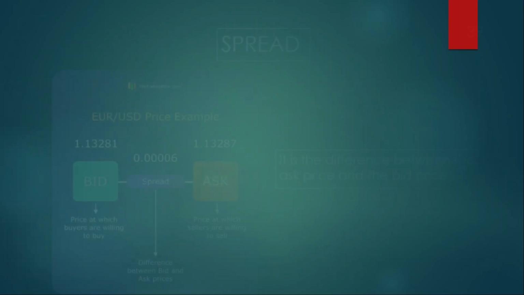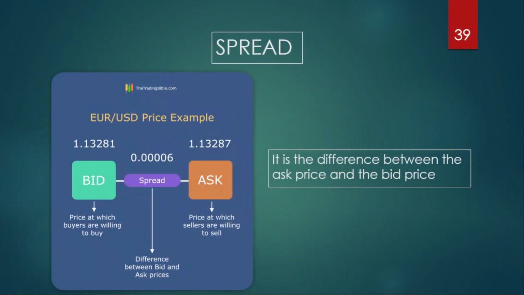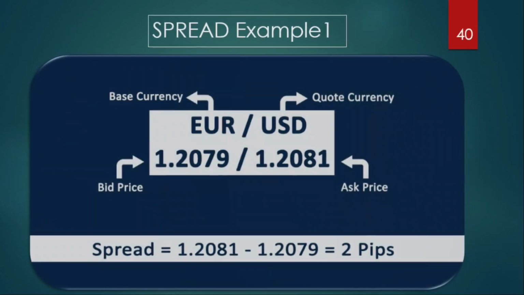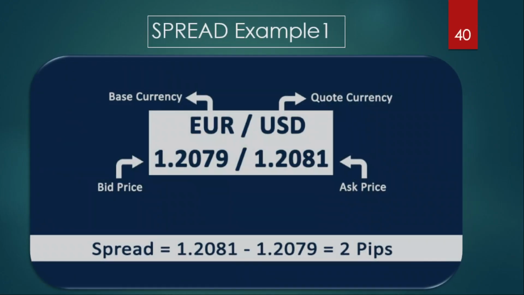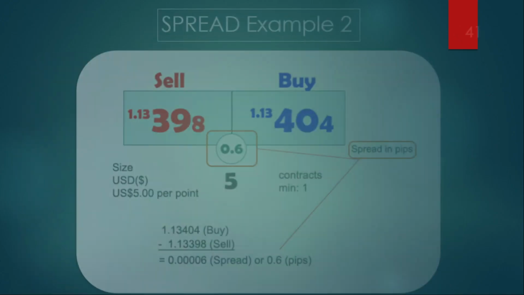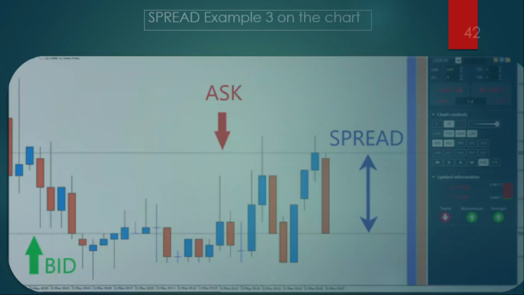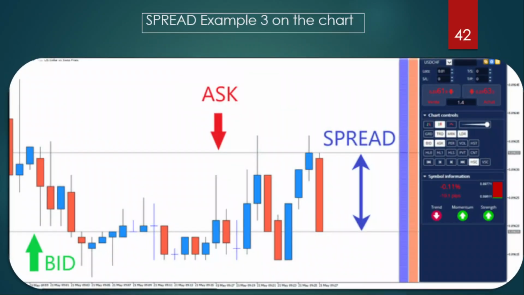We have discussed previously that the spread is the difference between the bid and the ask, like this. And this is another example of how to calculate the spread, similar to the other one that we have done before. So let me show you the spread on the chart. We said the spread is the difference between the bid and the ask.